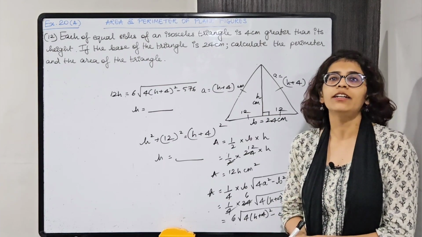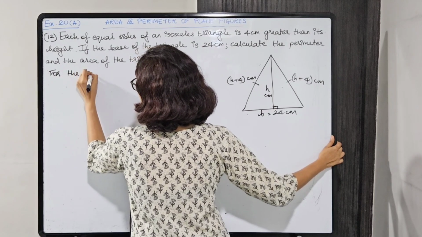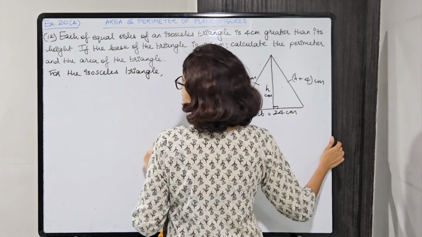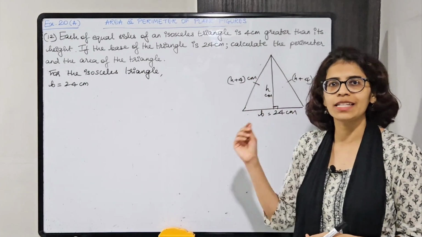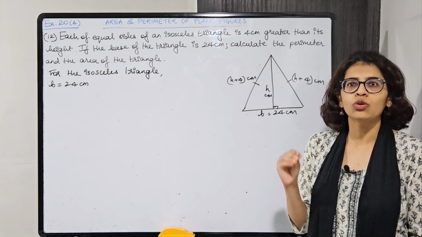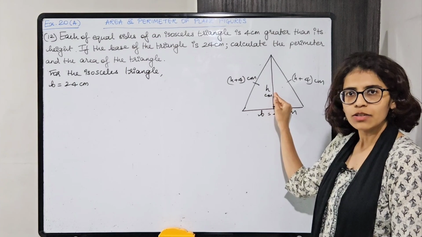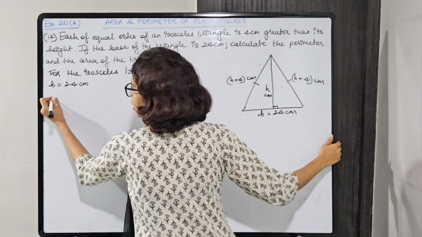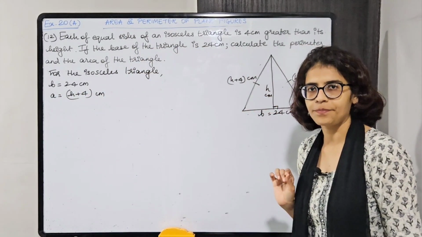So now we'll write down the initial statements and then solve properly. For the isosceles triangle, I know that base is 24 centimeter. This is given to me, right? Base is denoted by B and congruent sides or equal sides are denoted by A. So equal sides जो है, they are 4 centimeter more than the height, right? So if height is h, the equal sides will be h plus 4. So A will be h plus 4 centimeter, right?